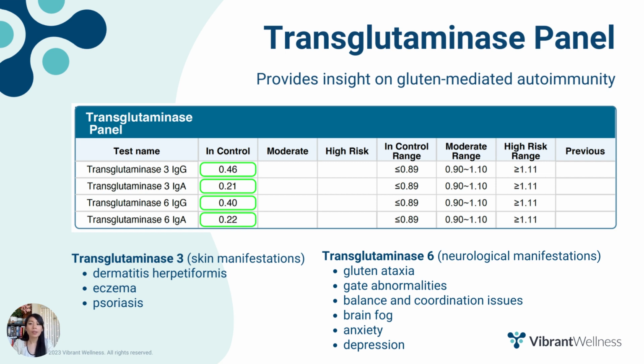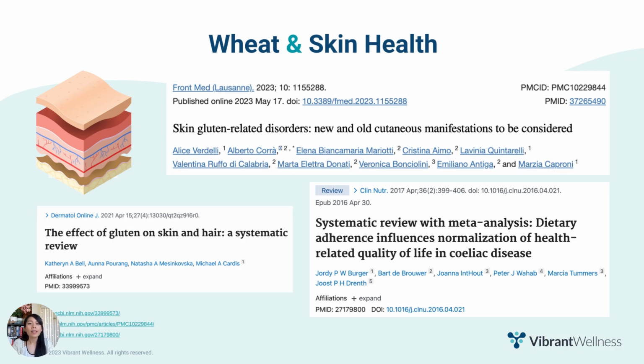Transglutaminase 3 is associated with skin manifestations of autoimmunity, such as dermatitis herpetiformis, eczema, and psoriasis. Note, if someone has skin issues and this is negative, gluten sensitivity could still be the issue. However, transglutaminase 3 specifically isn't the cause of their skin issues. Studies have found that it may be appropriate for some patients with skin manifestations to trial a gluten-free diet. Dermatologic conditions that may respond positively to a gluten-free diet include things like psoriasis, atopic dermatitis, and vitiligo.